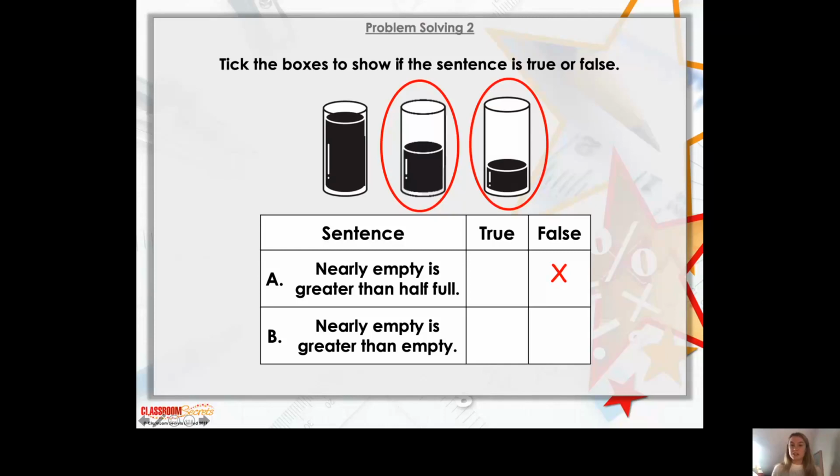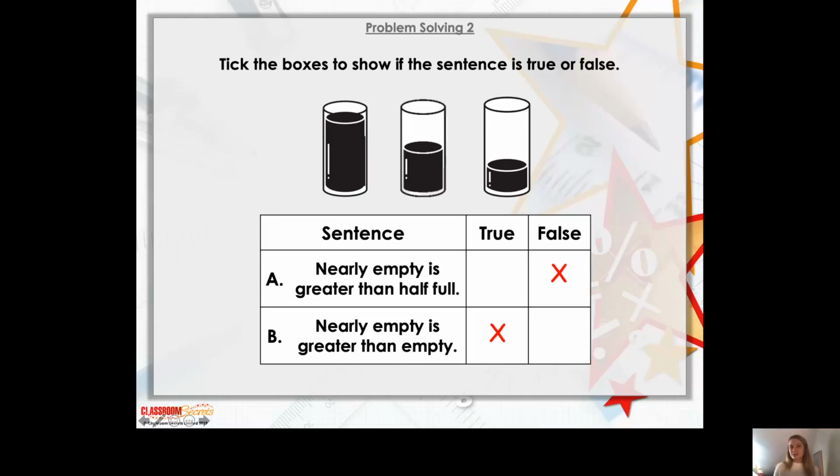Okay, so how did you get on? Is this true or false? Nearly empty is greater than empty. Well, we know nearly empty means there's a little bit left in the glass, whereas empty means there's nothing left at all. So therefore, yes, this is true because nearly empty has more liquid than empty. It is greater than empty. So therefore, you can mark that as true. So well done if you got that correct.